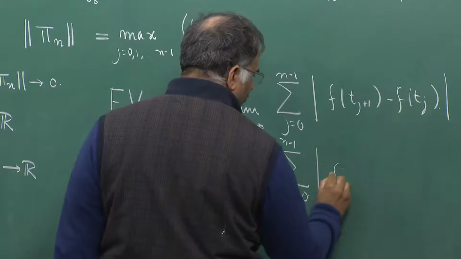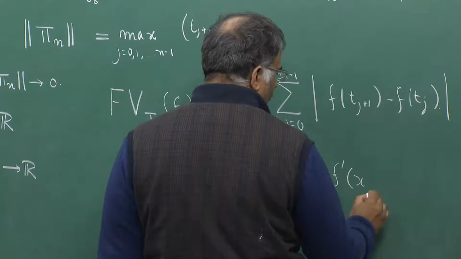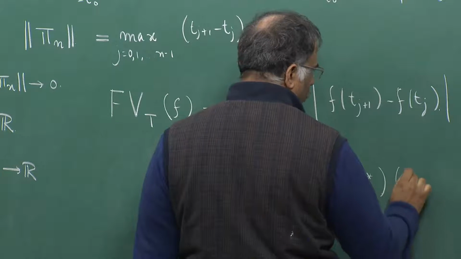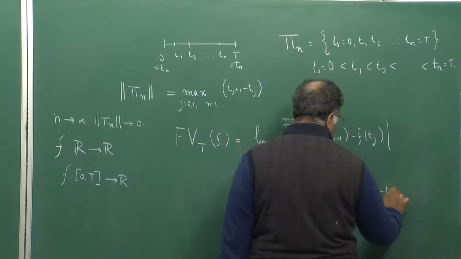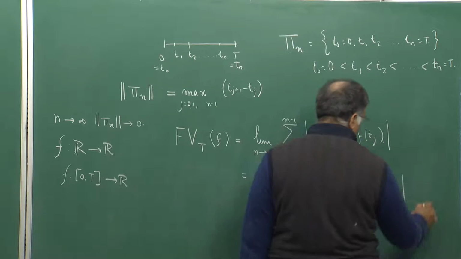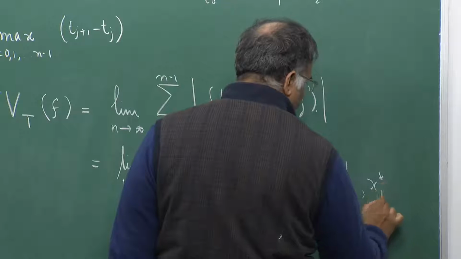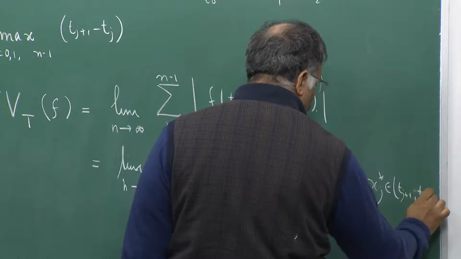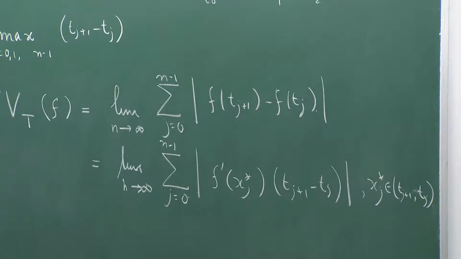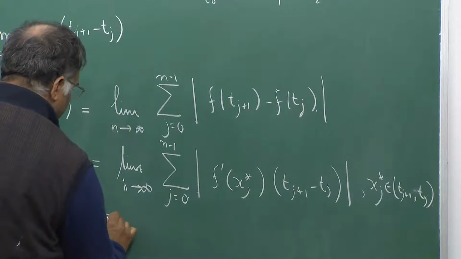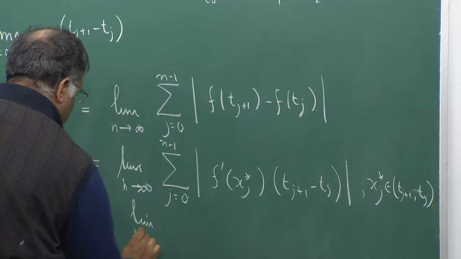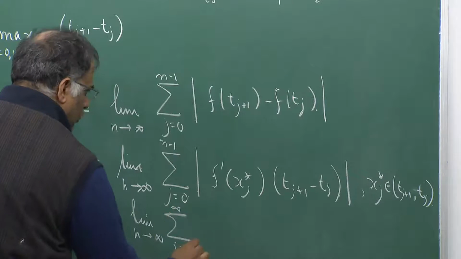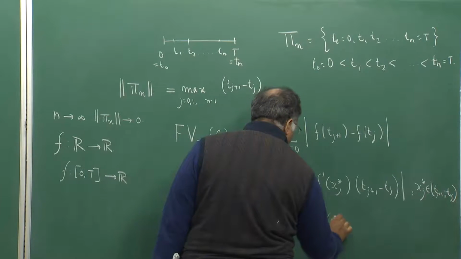So by mean value theorem, there would be some xj star into tj plus 1 minus tj, where xj star is an element in the open interval tj, tj plus 1, not the closed interval. So this is nothing but f dash xj star.